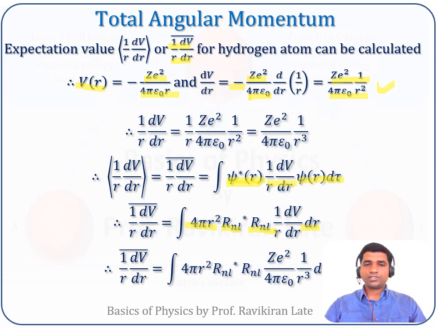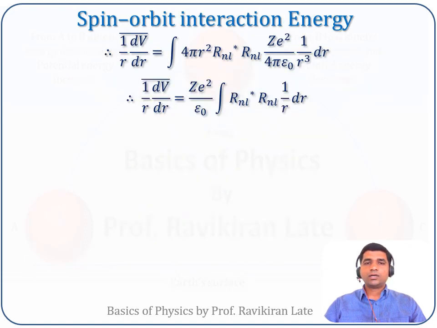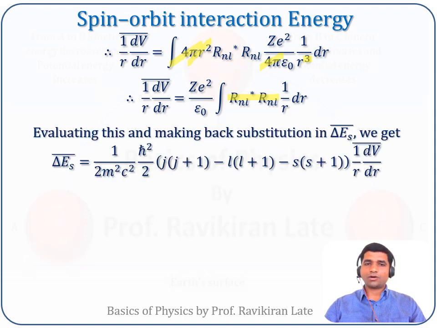Now if I substitute this value of 1 upon r dV by dr in this equation, which is nothing but Ze square upon 4 pi epsilon 0 into 1 upon r cube, I'll get the expectation value of 1 upon r dV by dr. In this case this 4 pi will cancel with this 4 pi, and this r square will cancel with this r cube. Okay, so in the bracket you will be getting R nl star into R nl into 1 upon r dr. By using the quantum mechanics rules, you can work out this mathematics.